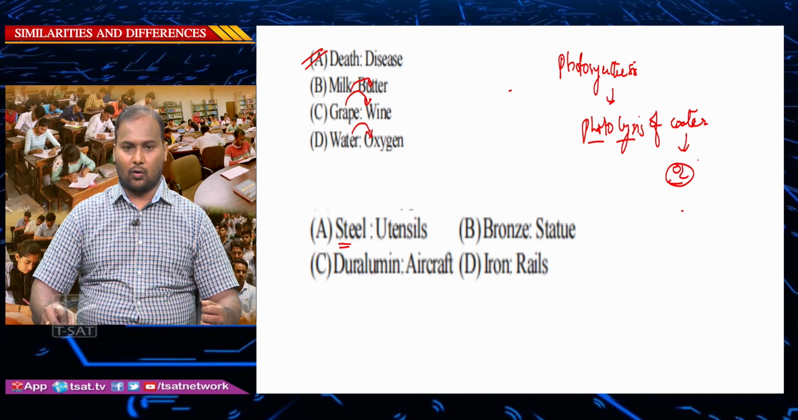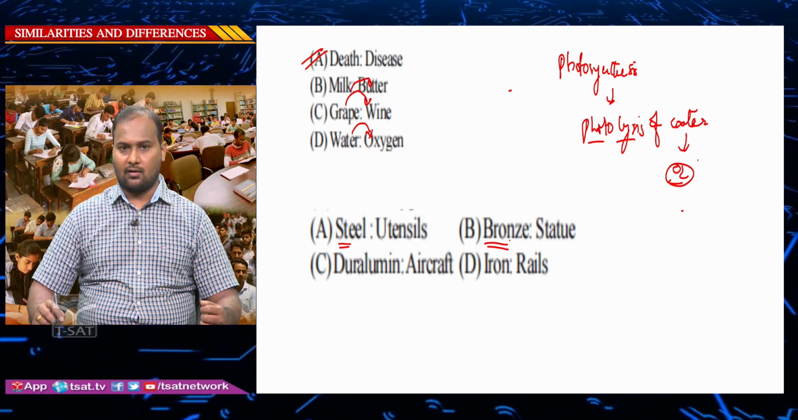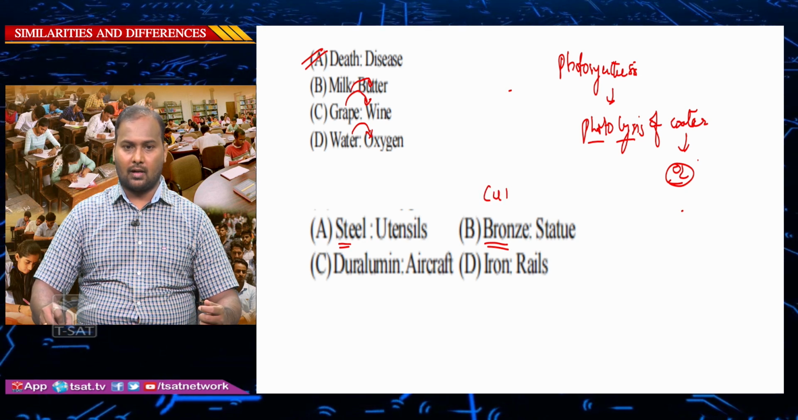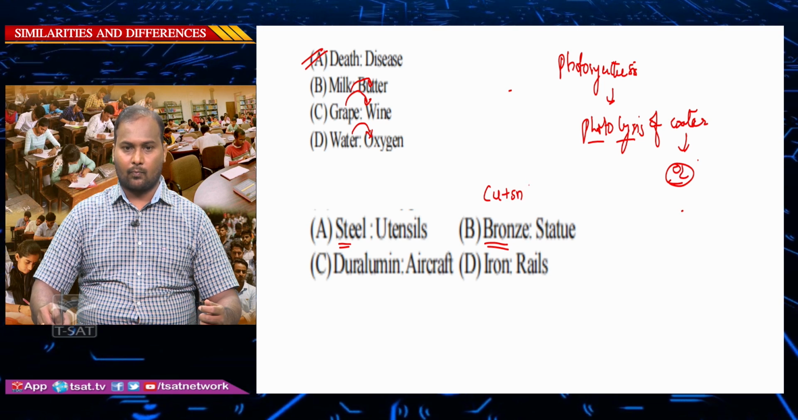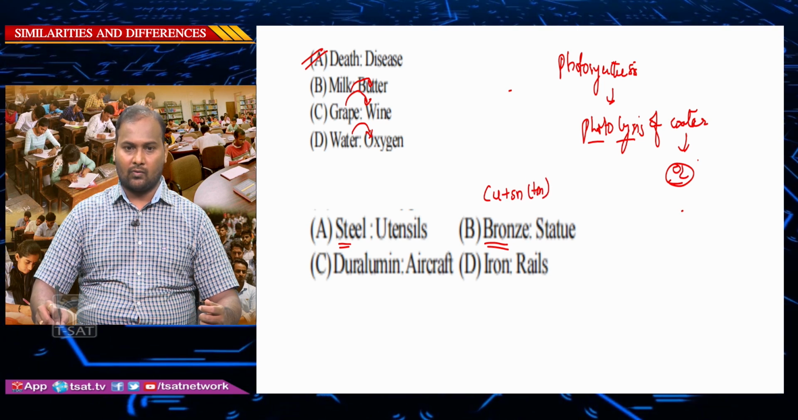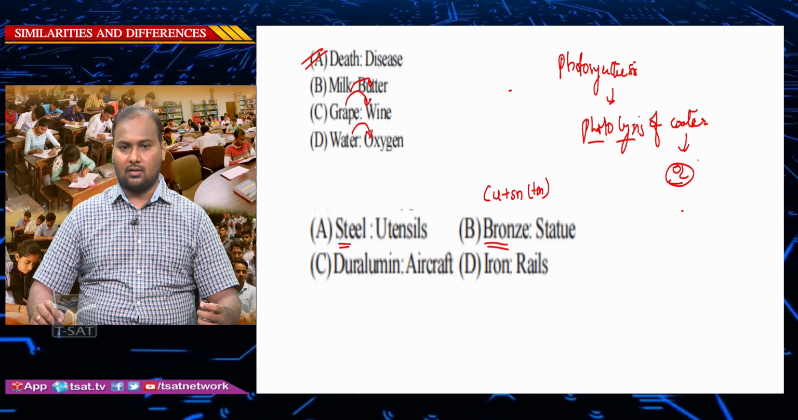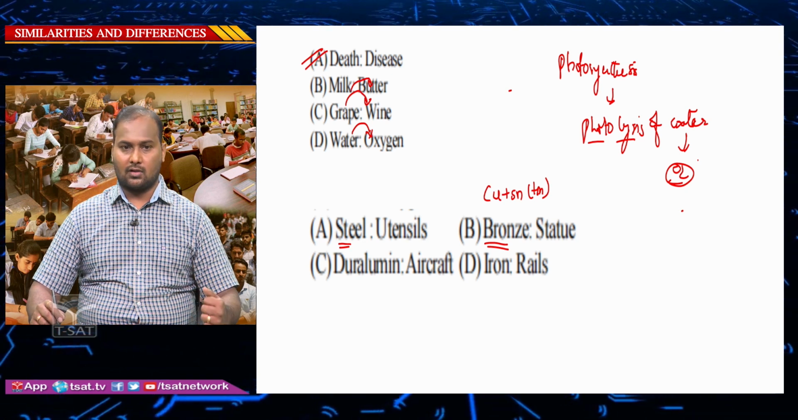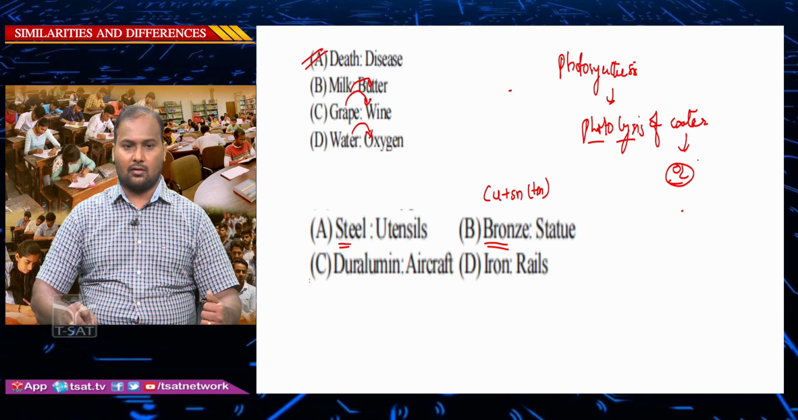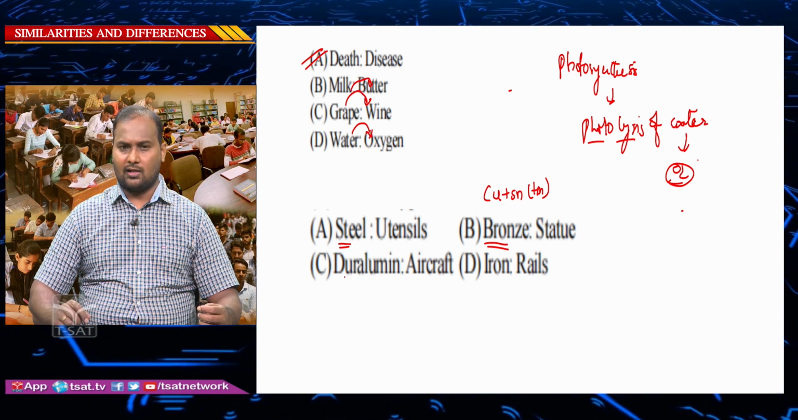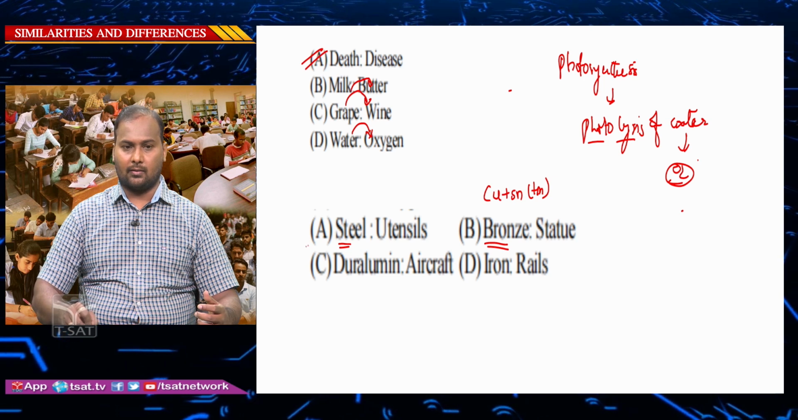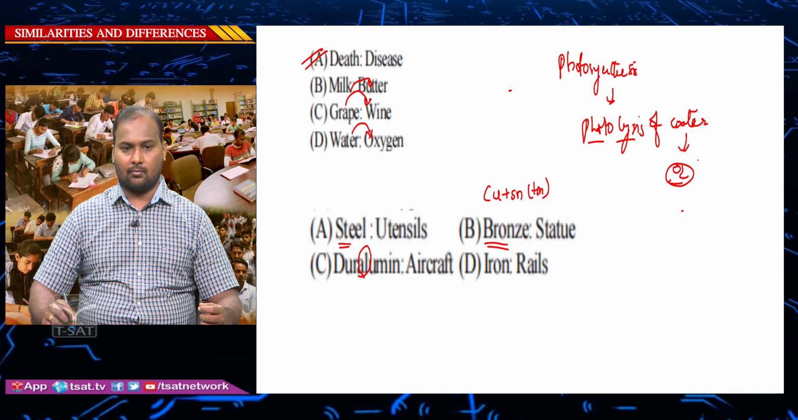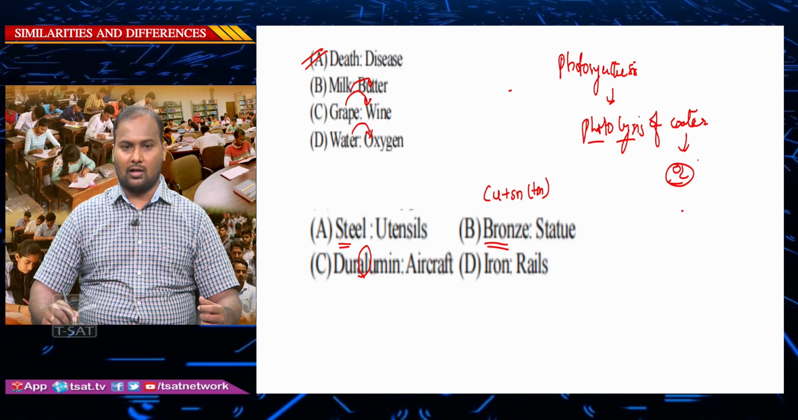In the same way, bronze. Bronze is an alloy. We know that bronze is an alloy of copper plus stannum, that is tin. Stannum is also called tin. So this copper and tin is the alloy. It is used in the making of statues. Next one is duralium. So what is duralium? It is also an alloy of aluminium. That is the reason, see the word duralium. Al means aluminium here. So duralium is the word for the aluminium alloy.